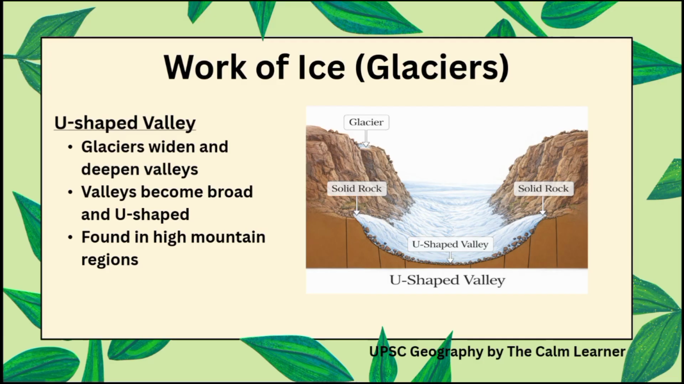Such U-shaped valleys are mainly found in high mountain regions where glaciers are present for a long period of time. This clearly shows how powerful glaciers are as agents of erosion.